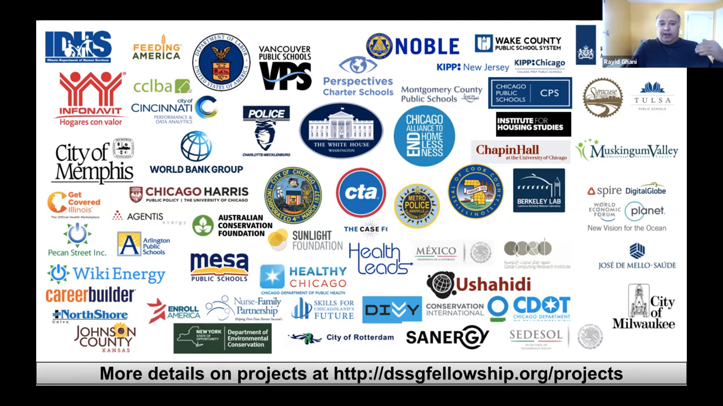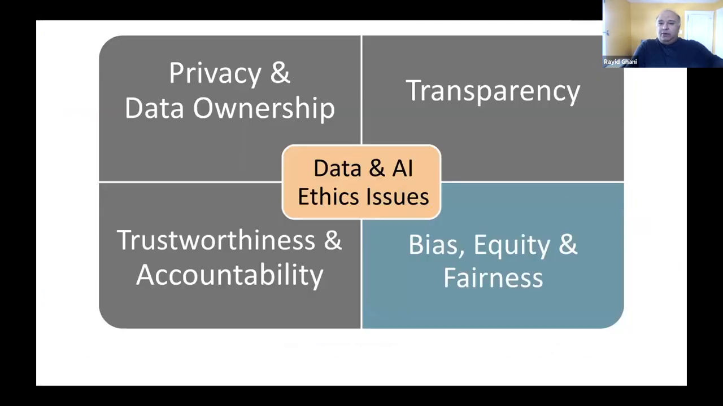As we talk about a lot of these ethical issues, we're really focusing today on the bias, equity and fairness issues. But keep in mind that there are other areas that are equally important around privacy, transparency, trustworthiness and accountability. We're zooming in today on bias and fairness, but they're interconnected.